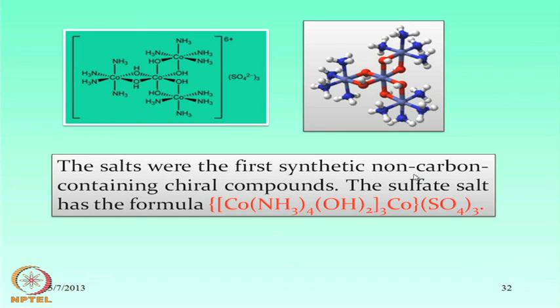The salts were the first synthetic non-carbon-containing chiral compounds, and the sulphate salt has this particular formula because it has 6 positive charges. So, 3 sulphate groups should be present, which can crystallize it as a unique tetranuclear compound, which is optically active and purely inorganic in nature, because it has no organic ligand present in it. Thank you very much.